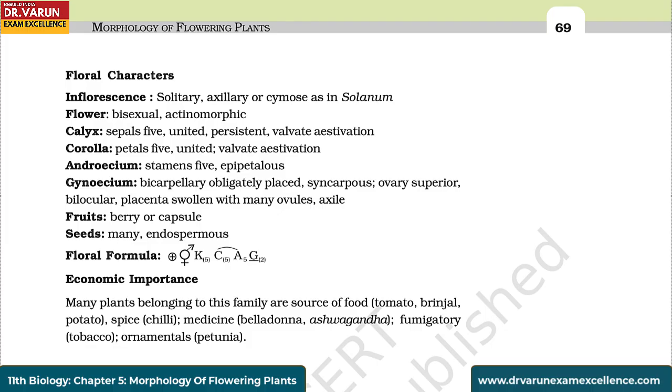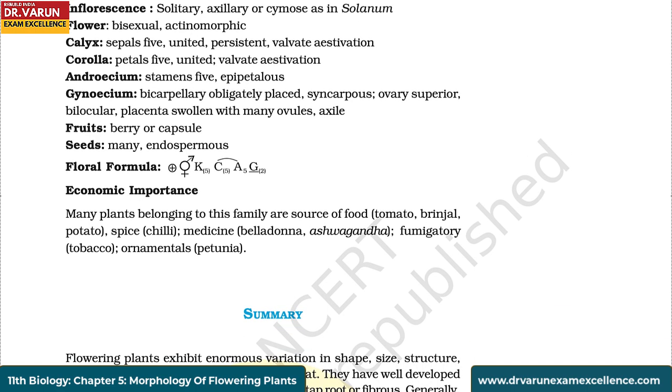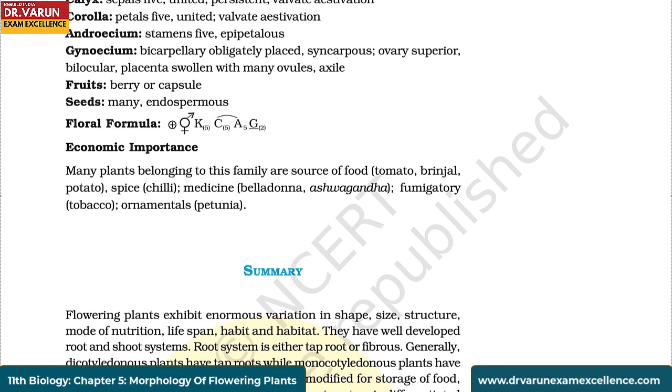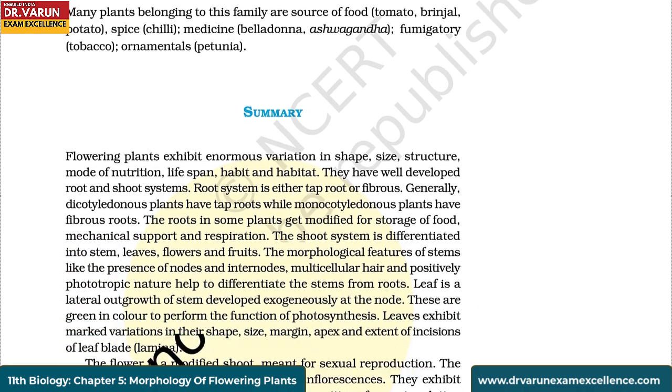Floral formula representing the floral characters as such. Actinomorphic, bisexual, calyx is 5 and united. Corolla is 5 and united. Androecium is 5, epipetalous. Gynoecium is bicarpellary, that is 2 carpels, and superior ovary. Economic importance. Many plants belonging to this family are source of food like tomato, brinjal, potato, spice like chili, medicine, belladonna, ashwagandha, fumigatory, tobacco, ornamentals, petunia.